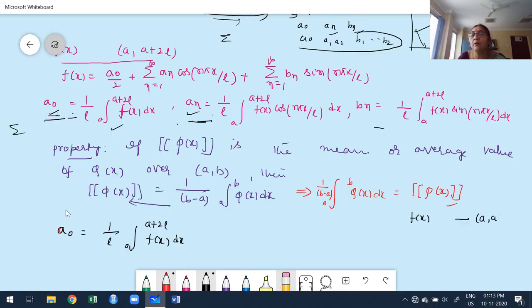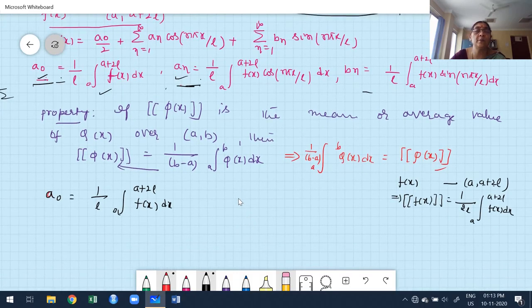a comma a plus 2l, a comma a plus 2l. From the property of mean, what's the mean of f of x? The mean of f of x is nothing but 1 by (b minus a), that is a plus 2l minus a, what we get, 2l, times the integral from a to a plus 2l of f of x dx. I think you are clear from this property.